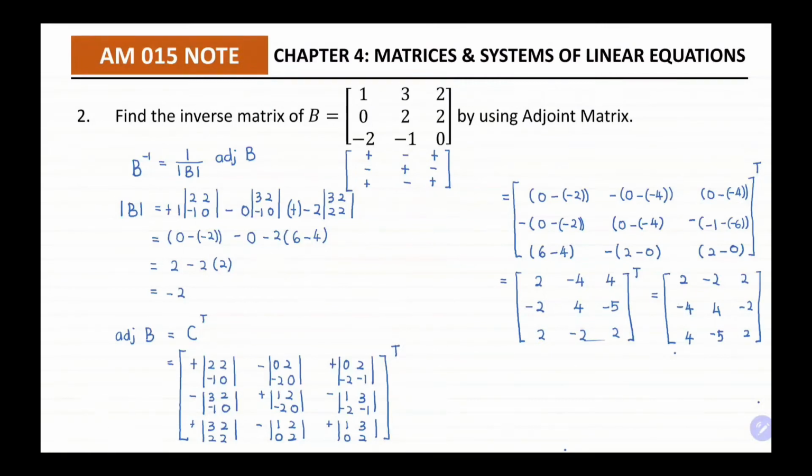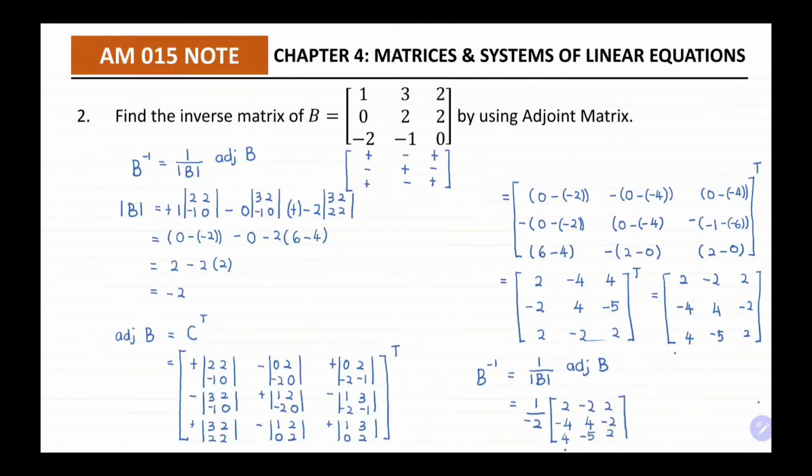Okay, we want to find B inverse. So tak habis lagi, kita nak cari B inverse. Kita start balik 1 over determinant for B, and adjoint B. Okay, determinant for B we found, 1 over negative 2. Adjoint B, our cofactor transpose. So 2, negative 2, 2. Negative 4, 4, negative 2. 4, negative 5. And last 2.